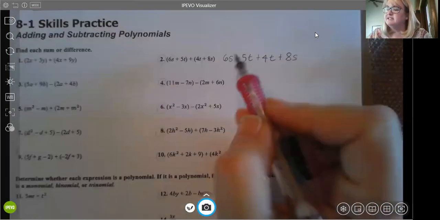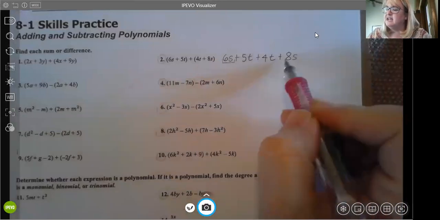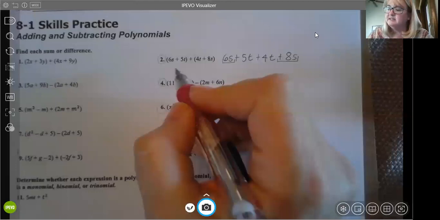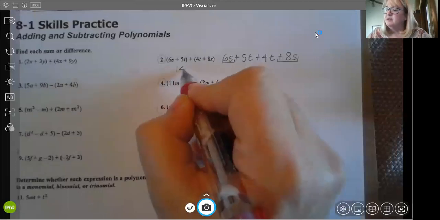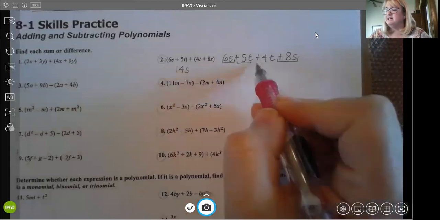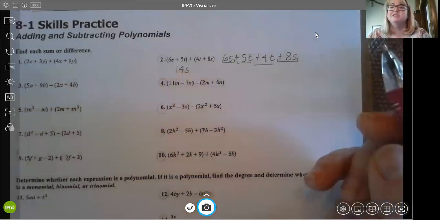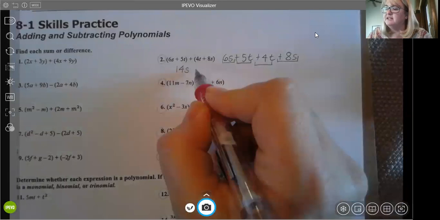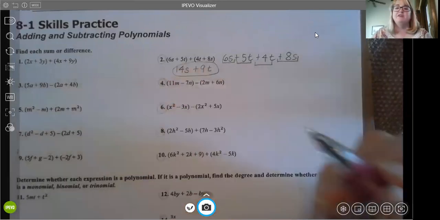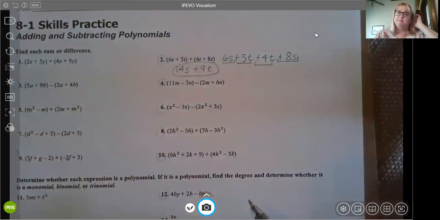I can combine 6s and then the plus 8s, and 6s plus 8s is 14s. And then plus 5t plus 4t. So it's a positive 5t plus 4t, which is a positive 9t. So when we add these polynomials, we will get 14s plus 9t.